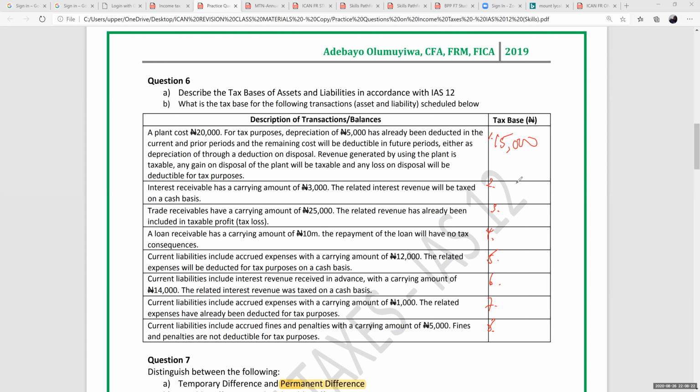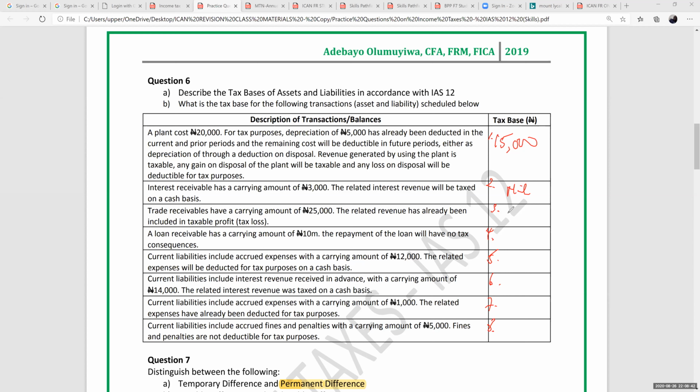Question 2, nil. Question 2 is what? Nil or 0? Nil. Question 3? Question 3, 25,000.